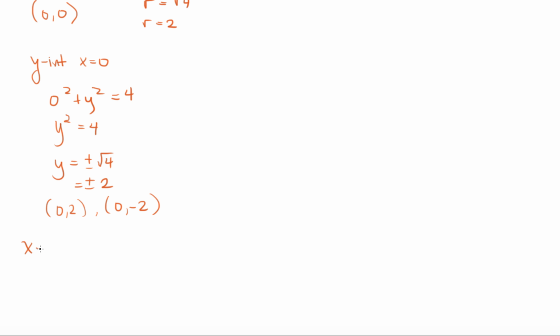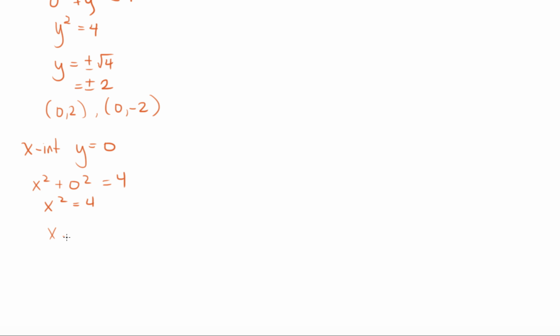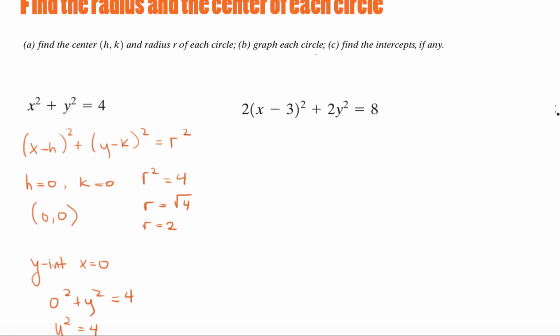So the coordinates for these are 0, 2 and 0, negative 2. The x-intercept is exactly the same way, but for y equals 0. So you get x squared plus 0 squared equals 4. That means that x squared equals 4, and that means that x equals plus or minus radical 4, which is plus or minus 2. Therefore, the x-intercepts are 2, 0 and negative 2, 0. And that will be your answer for that problem.